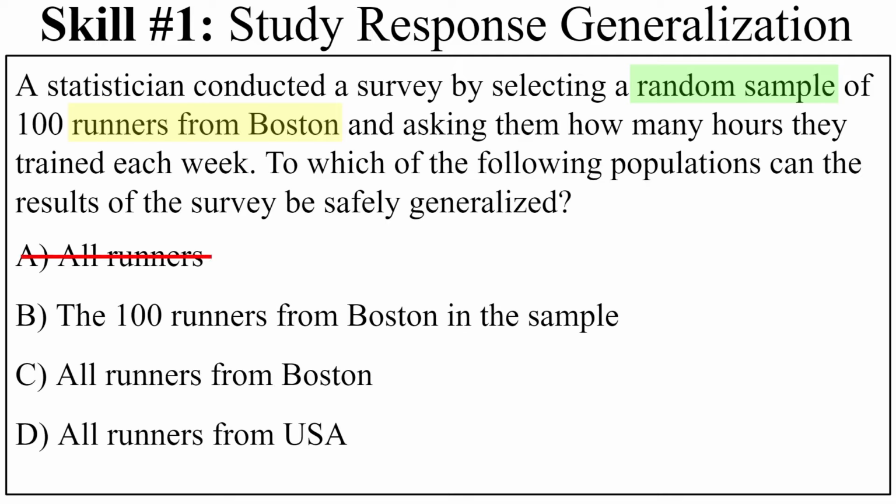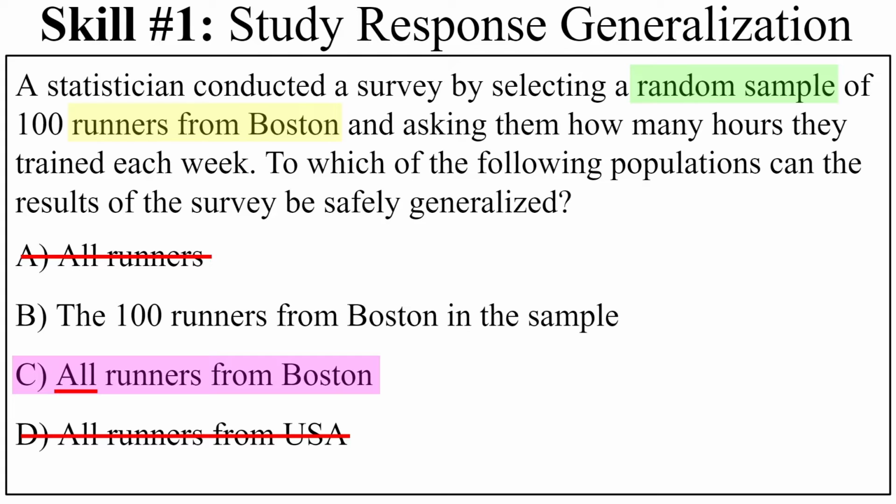So you kind of see A and D are out just right away, no matter what. Even if it weren't a random sample, like all runners, we didn't ask people from all runners in the world. We only asked people from Boston. And all runners from USA, oh, we only asked people from Boston. We didn't ask people from other states, other cities in Massachusetts. So those are both out right off the bat. It's got to be C.